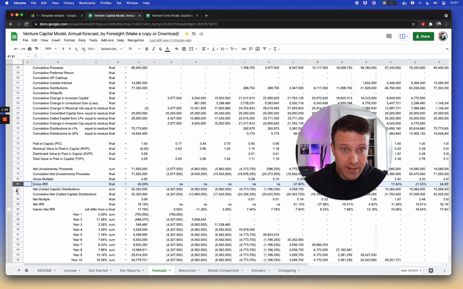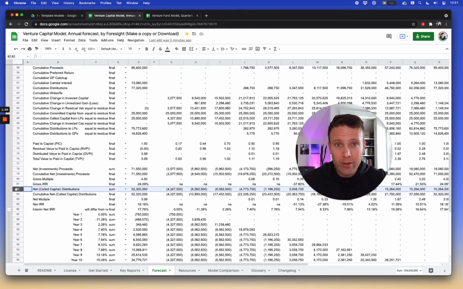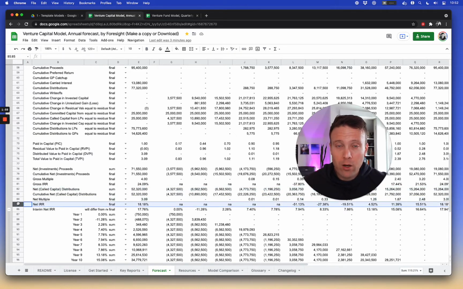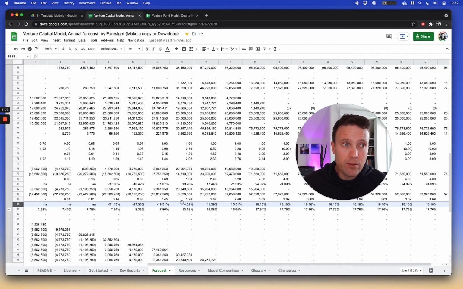I'll do another line for net called capital and then distributions, and do the same thing for net multiple and net IRR based off those cash flows. And again, you do the formula so I can see how it changes over time. Usually in a performance summary metric overall, I'll just report the total at the end of the fund. But it's still valuable here to see how the multiple changes over time and when I get to break even on them.